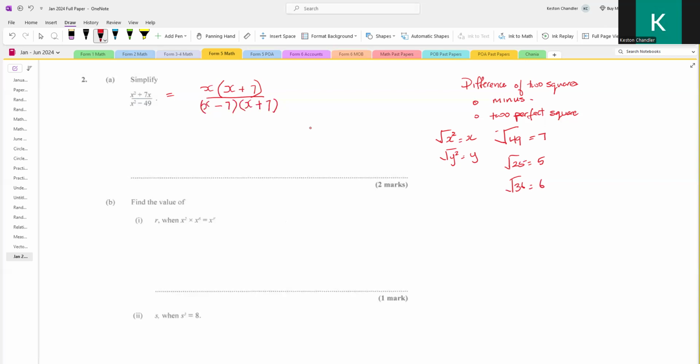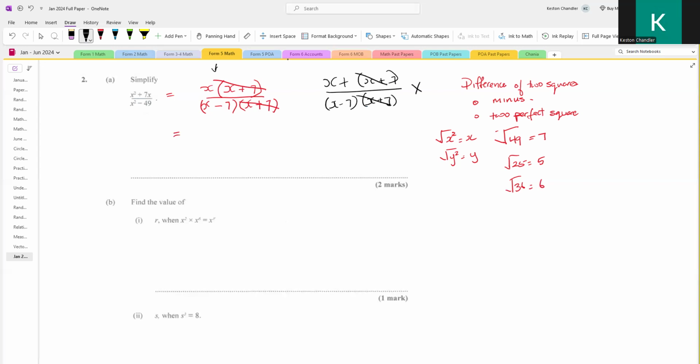Good. Now look at the next step. The next step is we could cancel this bracket here with this bracket here. The reason we could do that is because we are multiplying here. If this was x plus 7, we cannot cancel like this. That will be wrong.